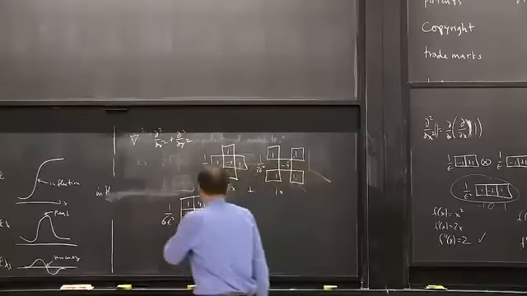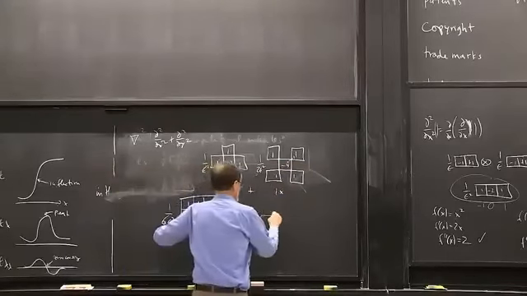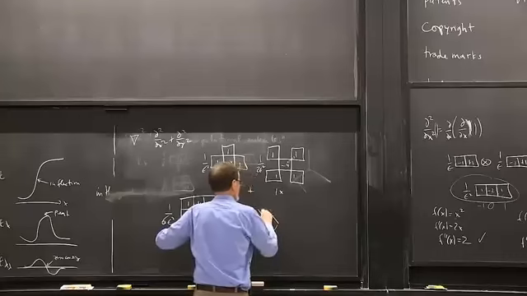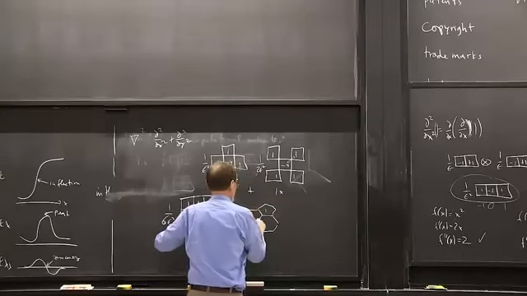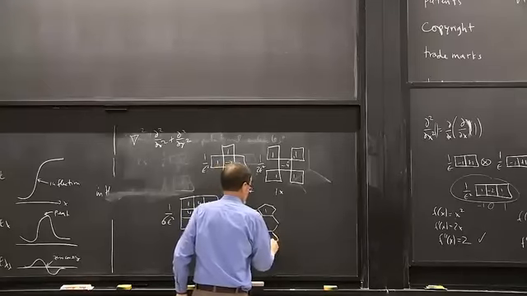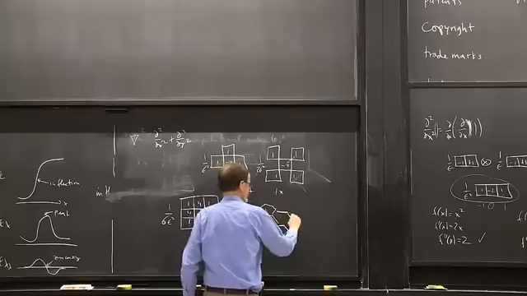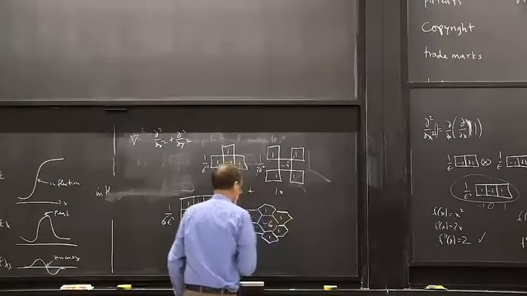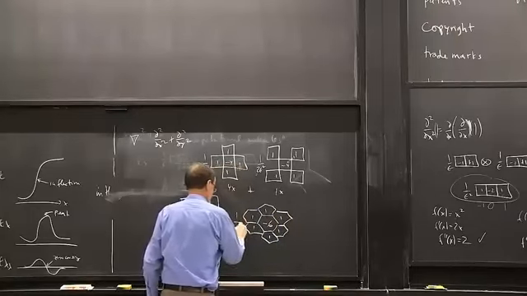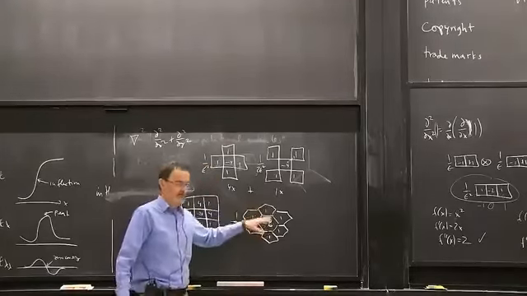Of course, on a hexagonal grid, this looks much better because we can do something like this. Which looks nice and rotationally symmetric.